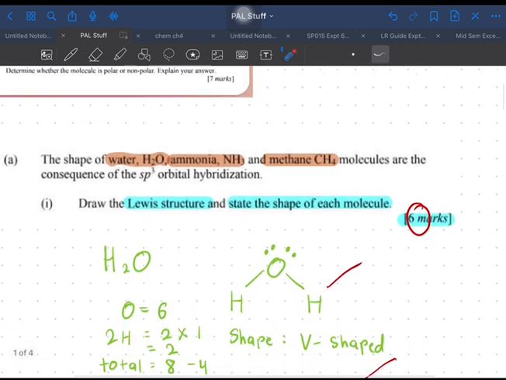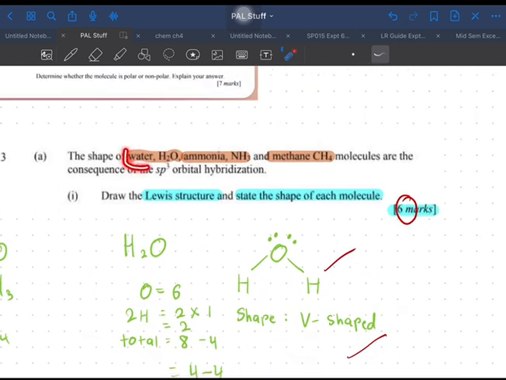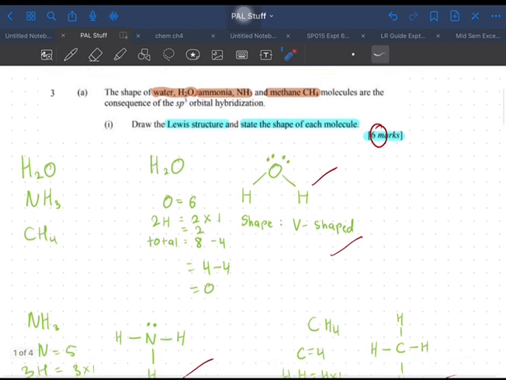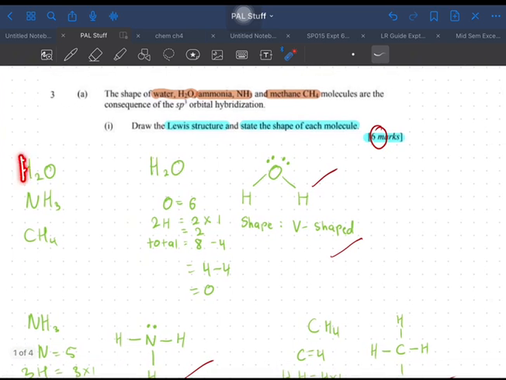At the question, they give us 3 molecules: H2O, ammonia, and methane. So the question asks for two answers for each of the molecules, and that is the Lewis structure and the shape of each molecule. First, we write down the molecules we have to write for: H2O, NH3, and CH4.